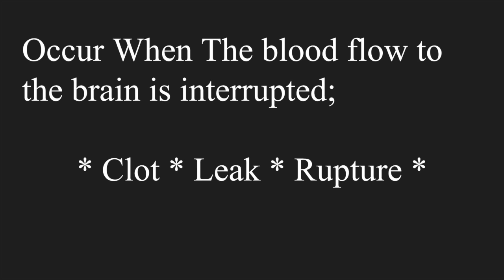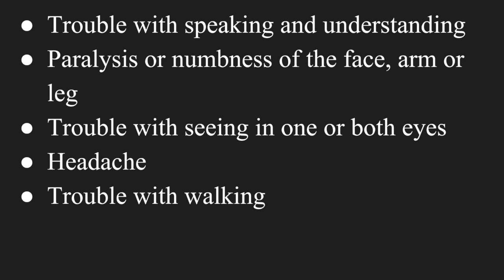Now that we know what strokes are and the anatomical reasons behind them, let's discuss the most common symptoms of a stroke and the reasons they happen. The most common symptoms include trouble with speaking and understanding. You may not understand speech and you may slur your words. Paralysis or numbness of the face, arm, or leg. This often only occurs on one side of your body.